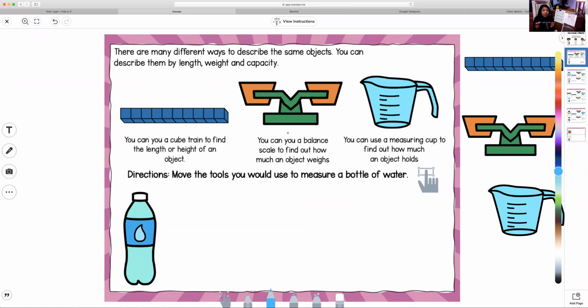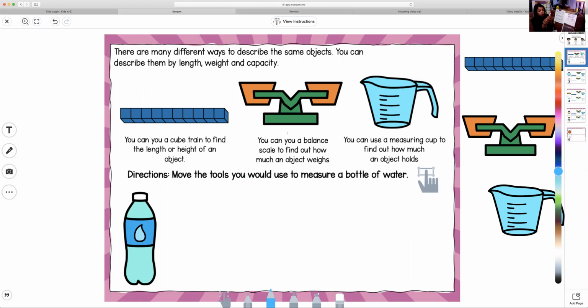So because of that, I'm going to show you here how to do it with the length or height of an object. If I want to find out how tall something is, all I have to do is measure it by counting up with my cubes. For example, let's say I have a marker and I want to find out the length of my marker. So I'm going to put my cubes.